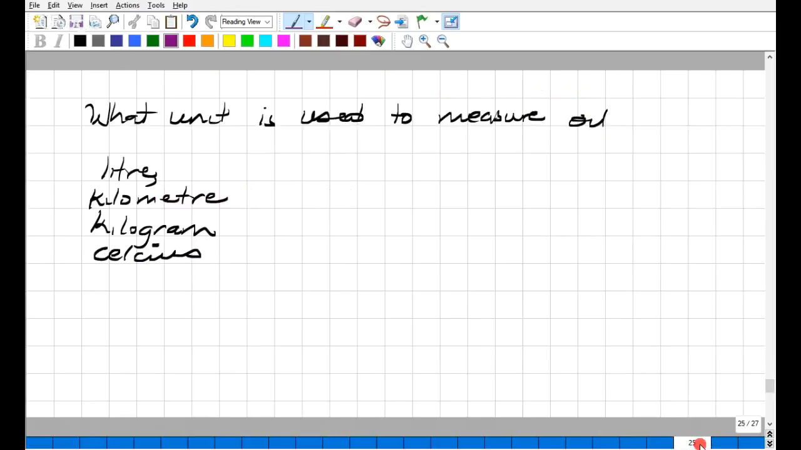What unit is used to measure oil? Is it Celsius, kilogram, kilometer, or liter? Liter. All right, so we did some of this in class today. Liter is the unit used to measure volume. Meter, distance; gram, weight. Celsius would be used to measure temperature.